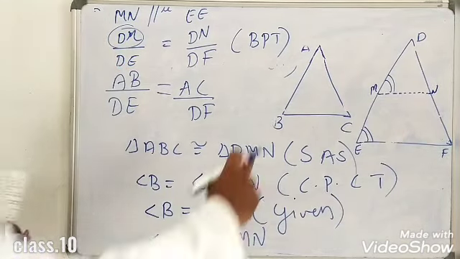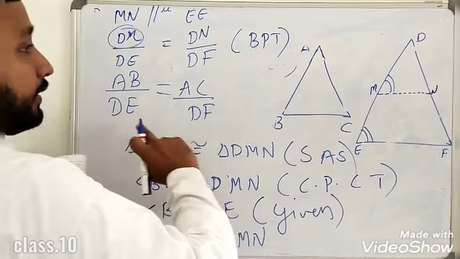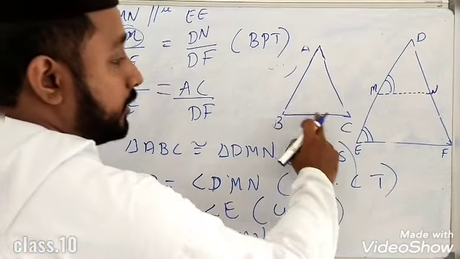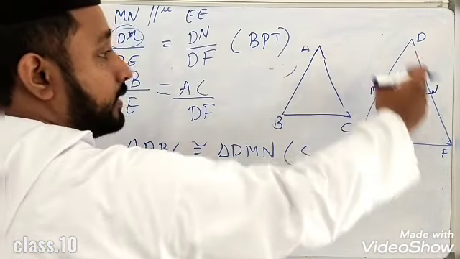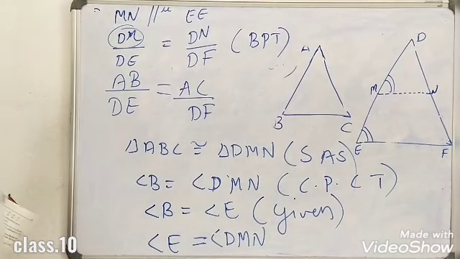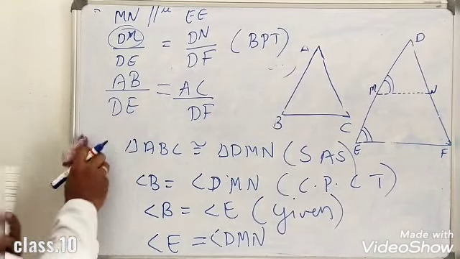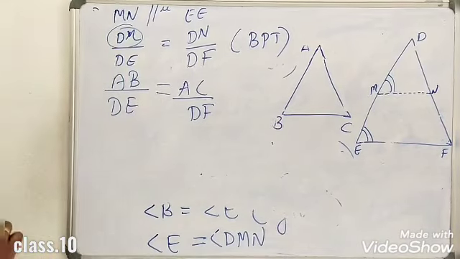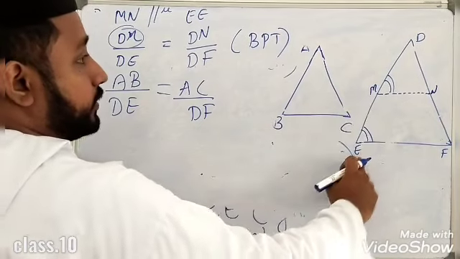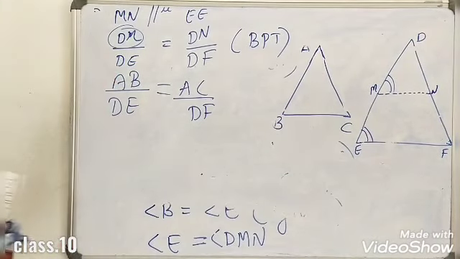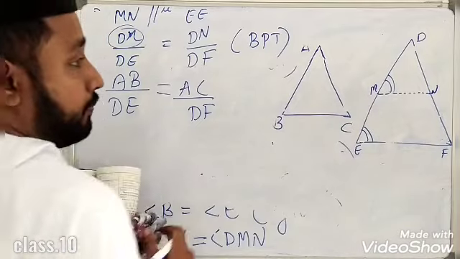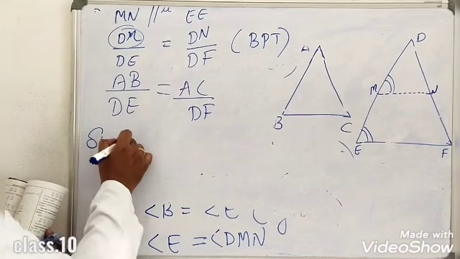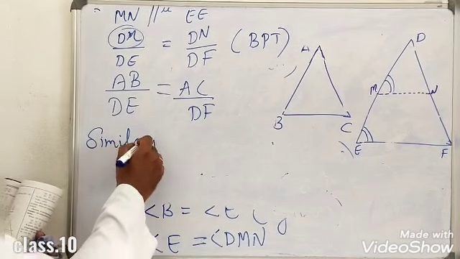So we proved these two sides are in the same ratio. If we get these two sides in the same ratio, we can say that all sides are in the same ratio or proportion. Then we can say that these two triangles are similar. So similarly, we can prove the third one.